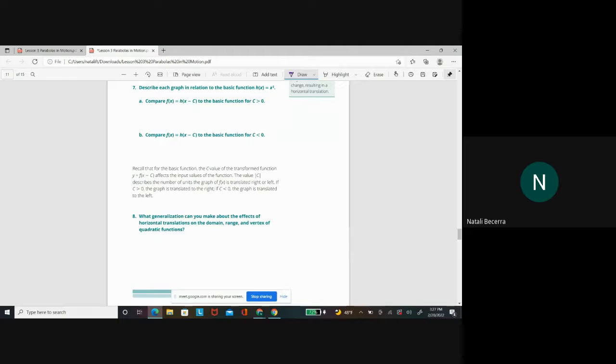Describe each graph in relation to the basic function h of x equals x squared. So compare f of x equals h of x minus c to the basic function for c greater than 0. That means that if c is greater than 0, this is a positive, right? So for this one, it's going to be h of x plus c, because c is going to be a positive, then you're going to move what? Left or right? Think about it while I write this down.